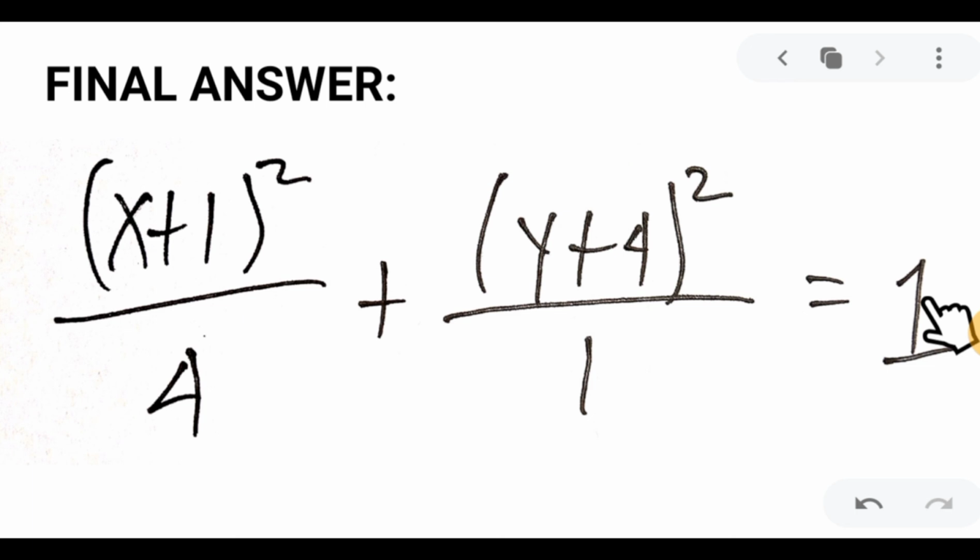So that is all for the transformation of the equations of an ellipse from general form to standard form.